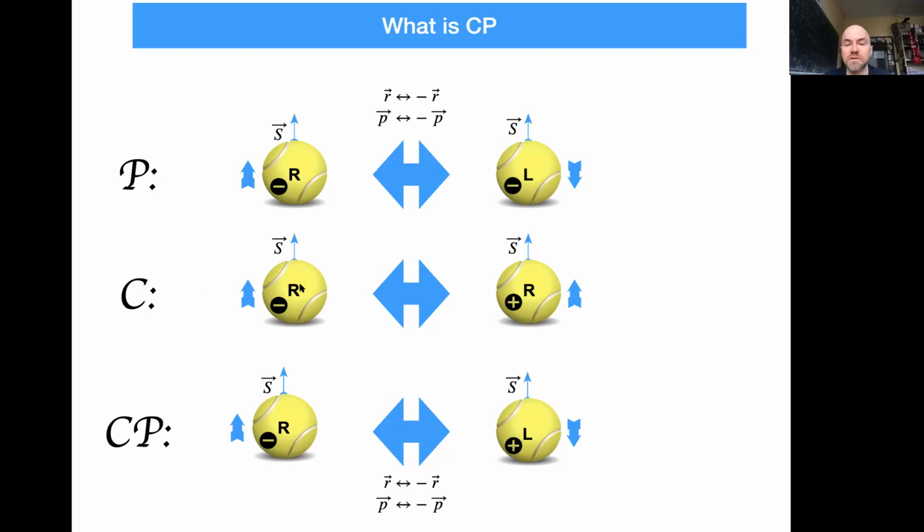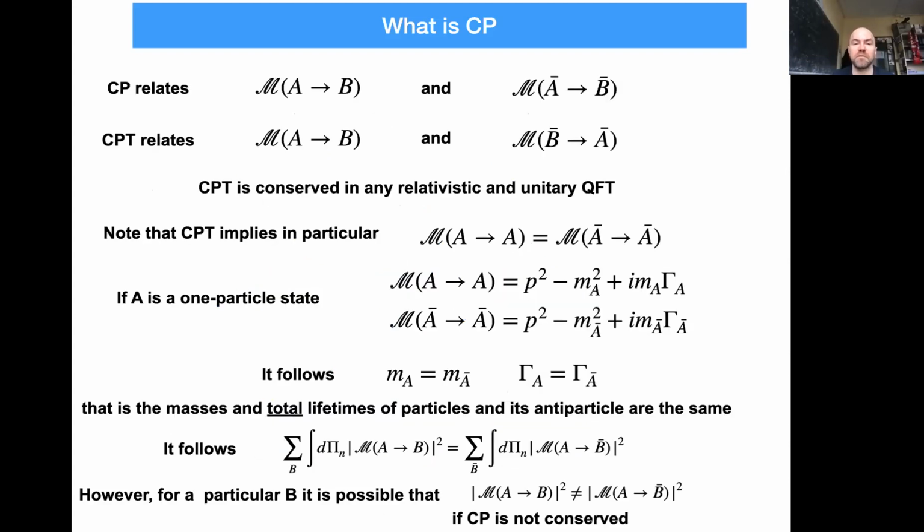Charge conjugation doesn't touch the coordinates or momenta, so the momenta stay the same, but it changes the particle into its antiparticle. For example, a particle with charge minus will change to a particle with charge plus. And then CP is the combination of the two. So, for example, a right-handed particle will change into a left-handed antiparticle. So that's how CP is realized on the asymptotic states that we are scattering.